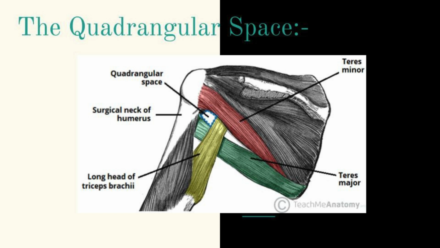Today, we're exploring a small but clinically significant region of the posterior axilla, the quadrangular space. We'll cover its anatomical boundaries, its contents, and a condition known as quadrangular space syndrome.